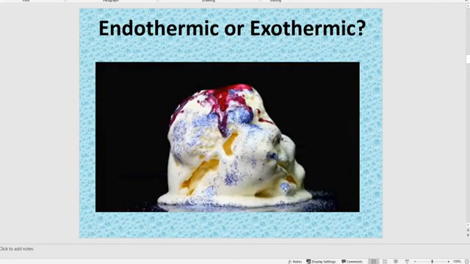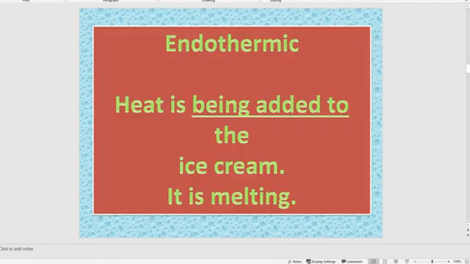Look at the following picture. Do you think this would be endothermic or exothermic? I'll give you a second to decide. If you chose endothermic, you would be correct because this ice cream was taking in heat. Therefore, it's getting warmer and melting. Again, endothermic is heat is adding, the ice cream is melting.